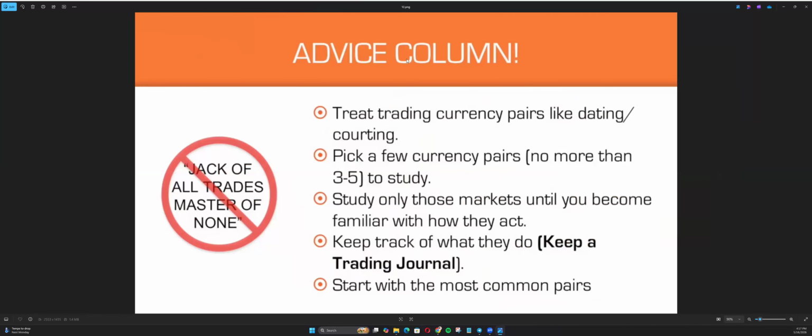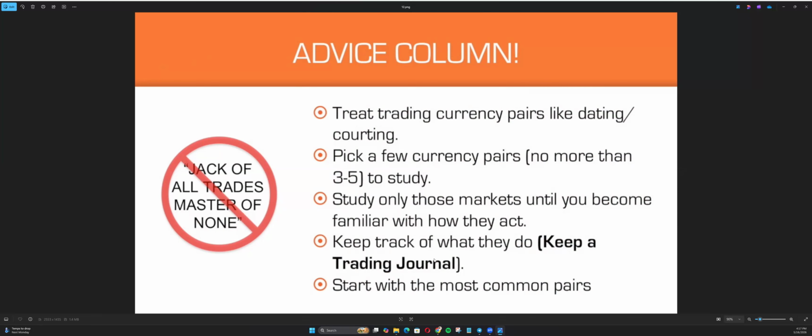Now this is an advice column. It says treat your trading currency pair like dating or courting. You understand what it means? Take it seriously. So pick a few currency pairs, no more than 3 to 5 to study. It says study only those markets until you become familiar with how they act. Keep track of what they do.